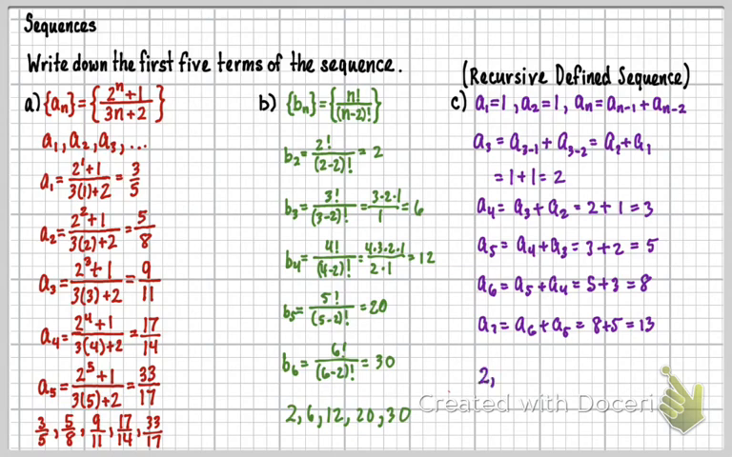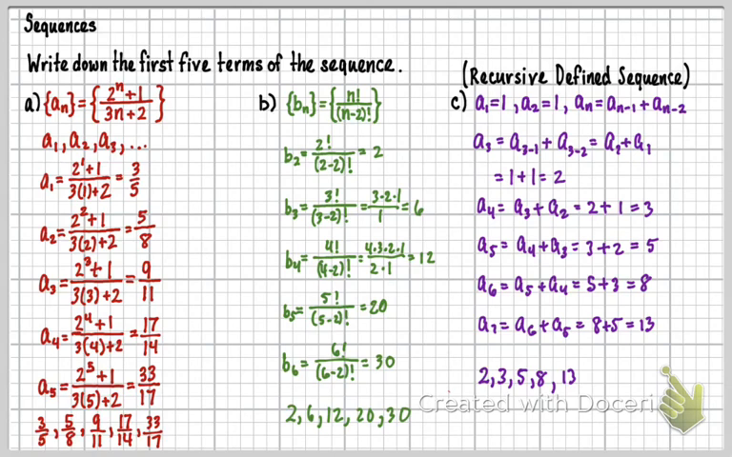So my numbers are going to be 2, 5, 8. Oh, I missed one. I missed 3. I knew something seemed weird there. 2, 3, 5, 8, and 13. Now again, like every other sequence, they keep going, but we only needed the first 5 terms here.